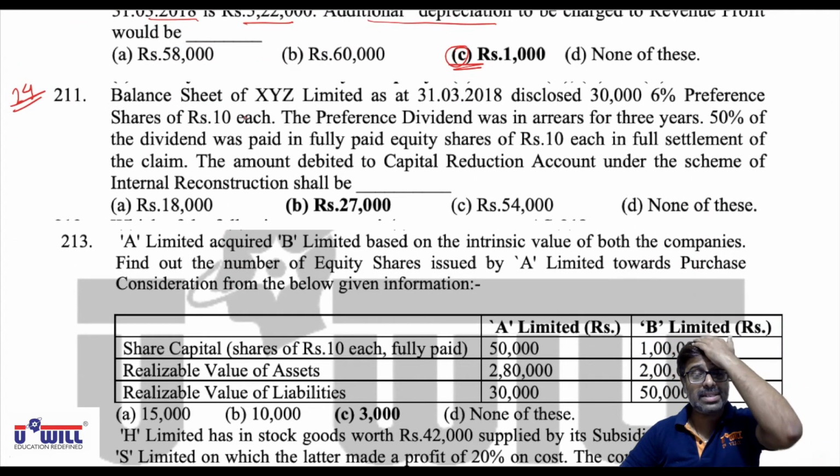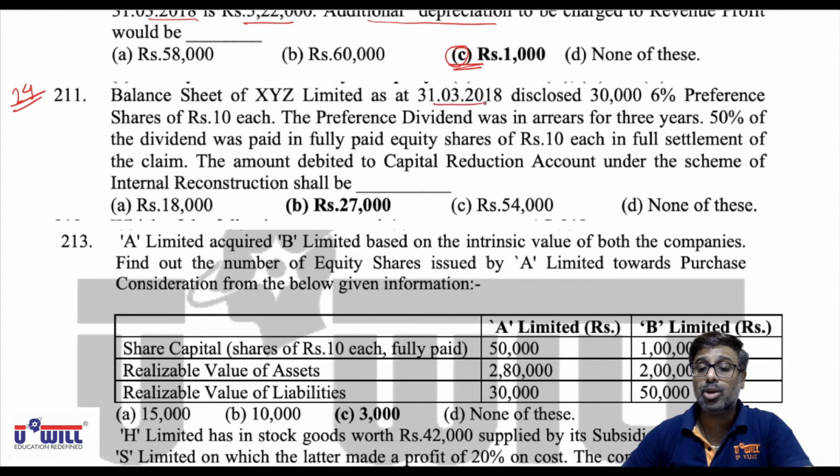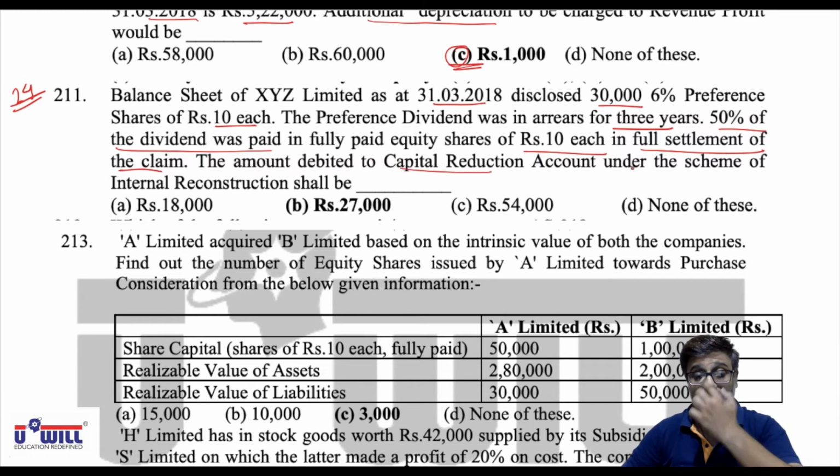Balance sheet of XYZ Limited as at 31/3/18 disclosed 30,000 6% preference shares of 10 each. Preference dividend was in arrears for 3 years. 50% of the dividend was paid in fully paid equity shares of rupees 10 each in full settlement of the claim. The amount debited to capital reduction account under the scheme of internal reconstruction shall be. Now whatever amount is paid, only that much is recorded in case of preference dividend contingent liability. So here 50% of the dividend is paid.